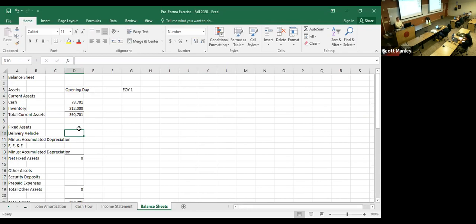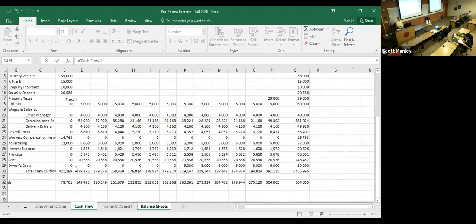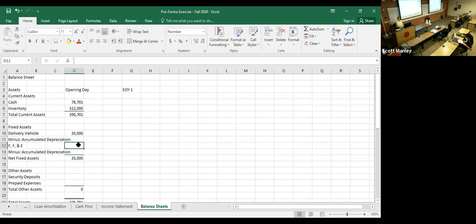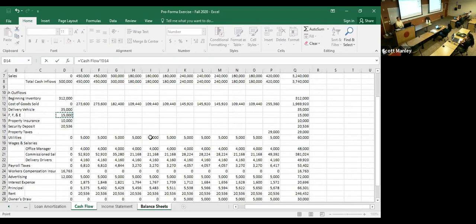And yeah, you could get it there, but I'd rather see you go to the cash flow. You always want to get it, and there's a reason for this. You want to get it from the most recent place it appears. The most recent place that that delivery vehicle appears is on my cash flow. So I go to my cash flow and I find my delivery vehicle, 35,000. My furniture, fixtures, and equipment, same thing, cash flow.